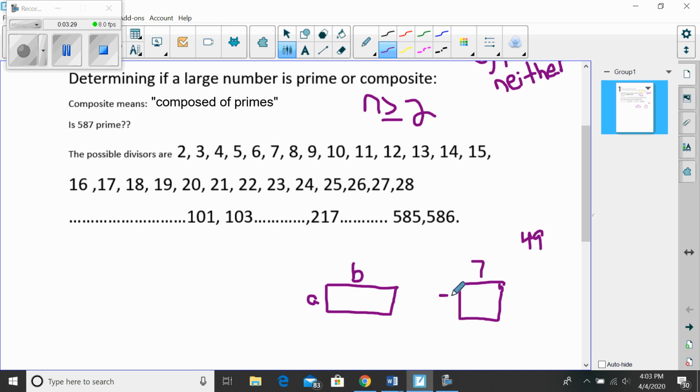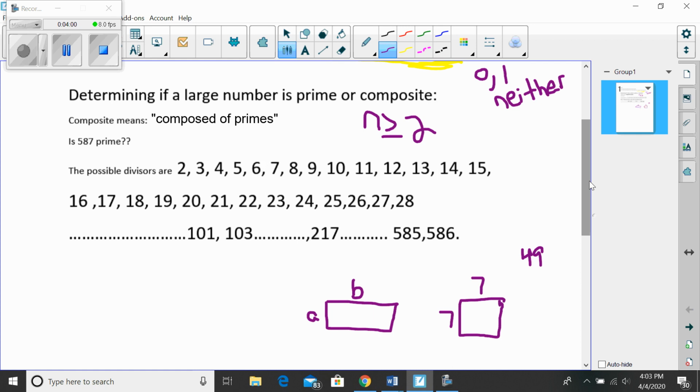But a number can be its own partner if I have a perfect square. So 49 would be 7 units this way, 7 units this way. The only time I can have an odd number of factors is when the number partners with itself. But it still has a partner. Every number has a partner, even if the number partners with itself, which is only the case if I have a perfect square. So keep this in the back of your mind as you start to determine whether 587 is prime.